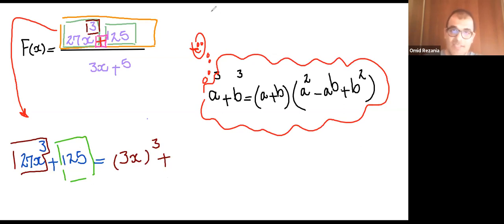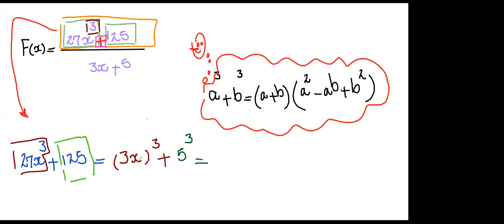For the second term, how can I write it? Can I write it as 5 to the power 3? Then wait a minute, it can possibly be right. 5 times 5 becomes 25, and 25 times 5 becomes 125. Correct? Then as a result, this is the thing which I can write. So far, so good, everyone?